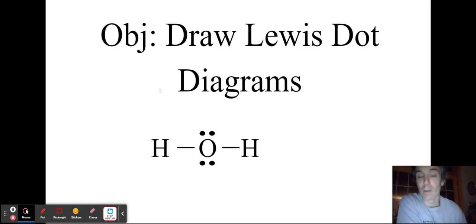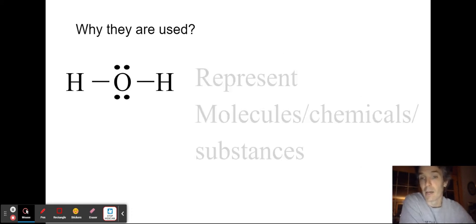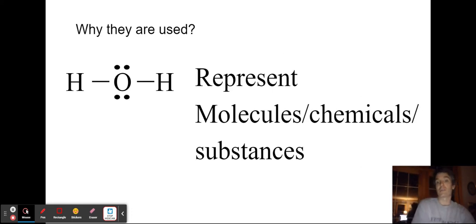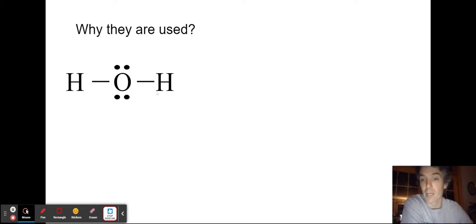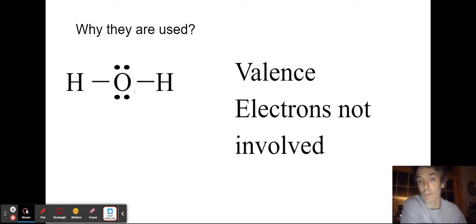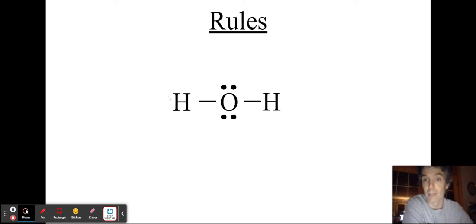Good evening, everybody. We want to draw Lewis dot diagrams. That's the purpose of this video, and this is what a Lewis dot diagram is, an example of one. Now, there are three basic reasons. This is water, and it helps show its shape. It's helping determine its chemistry. It tells you what kind of bonds you're going to have between different atoms, and it's also going to show you where you've got lone pairs if you've done them correctly.